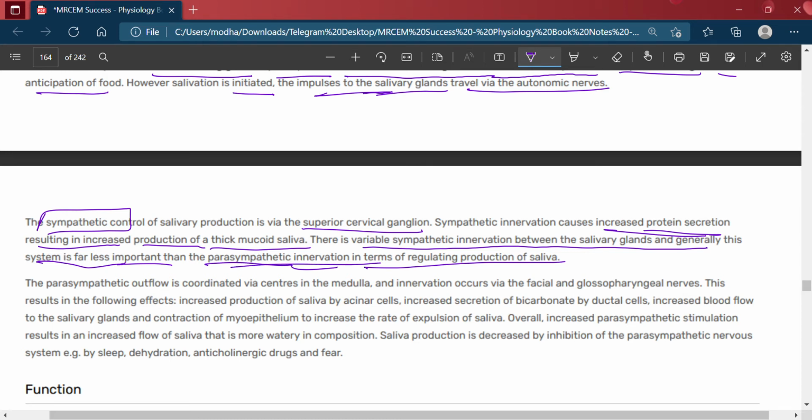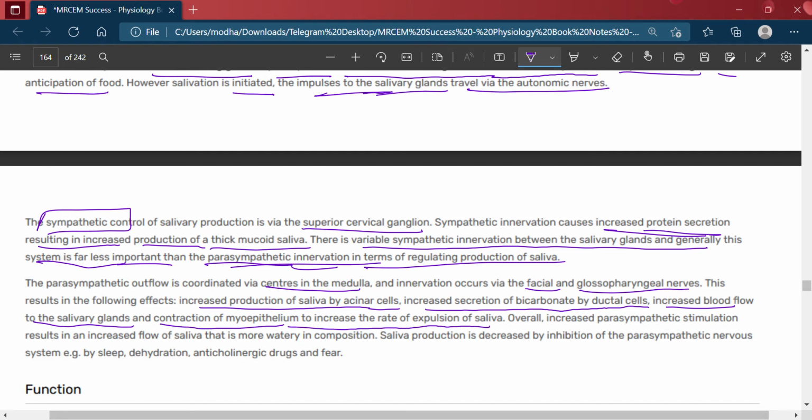The parasympathetic outflow is coordinated via centers in the medulla. Innervation occurs via the facial and the glossopharyngeal nerves. This results in the following effects: increased production of saliva by acinar cells, increased secretion of bicarbonate by ductal cells, increased blood flow to the salivary gland, and contraction of the myoepithelium to increase the rate of expulsion of the saliva.